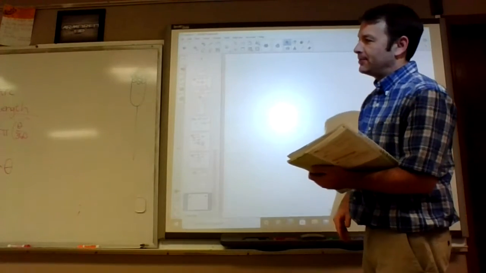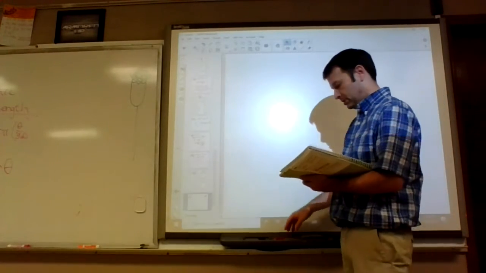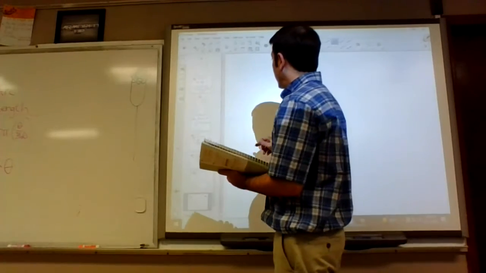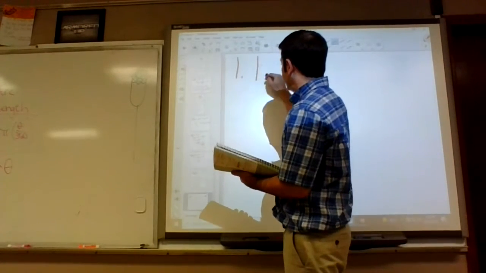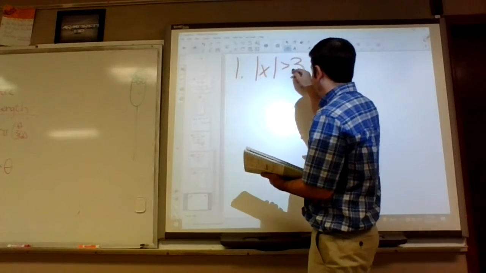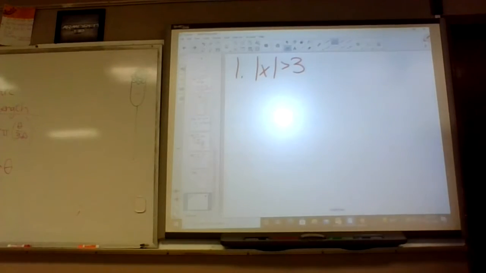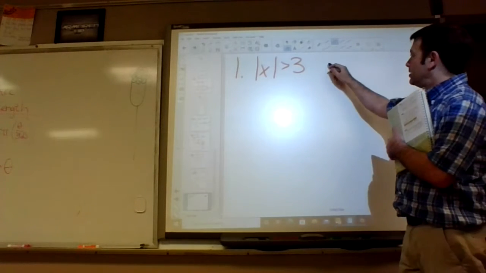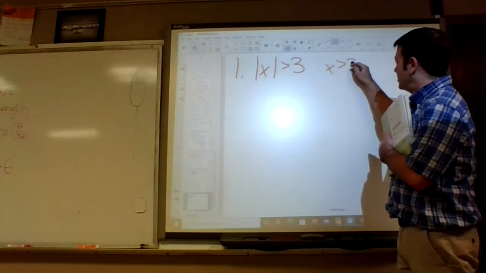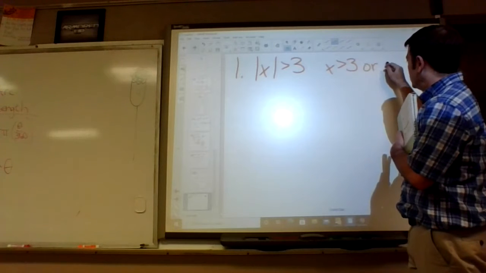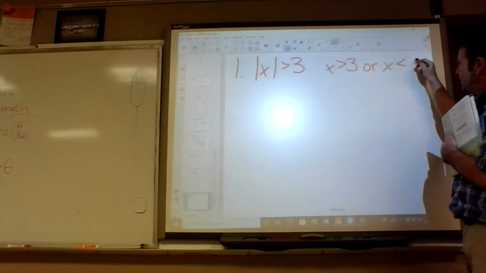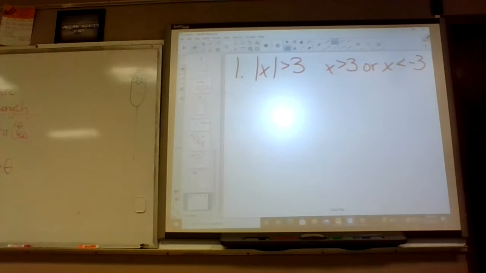You guys already write this assignment down? 1 through 20? Okay, number 1. If the absolute value of x is greater than 3, how did I set up the greater than? Okay, it might be greater than 3, or it might be less than negative 3. The greater than looks a lot like the equals that we did yesterday.